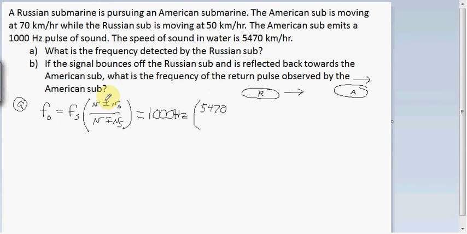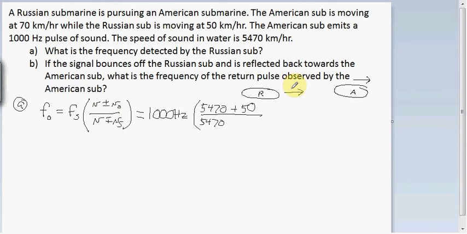The observer, remember how this works. If the observer is moving towards the source, we take the top sign. If the observer is moving away from the source, we take the bottom sign. Here, the observer, the Russian sub, is moving towards the source, the American sub. And so that's going to be the top sign, which is plus 50. And then we divide this by V, which is the speed of sound again, 5,470.